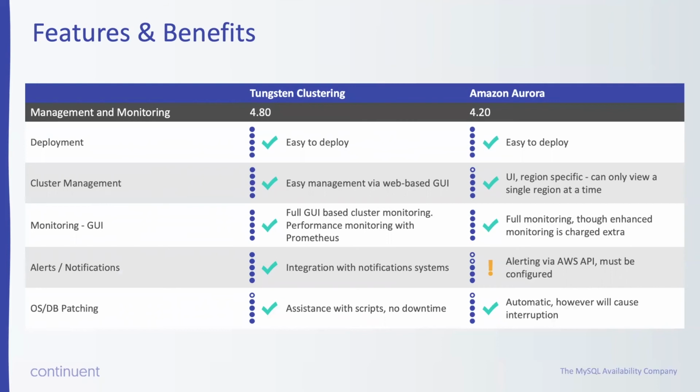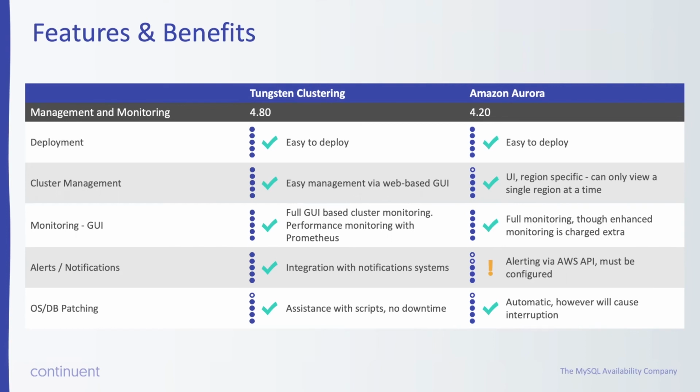Alerting and notifications, again, Tungsten Clustering integrates with almost any system out there. You can do simple stuff on the command line if you really wanted to create all kinds of alerts and notifications. Amazon Aurora is going to be done through the AWS API, and you have to configure it. So there's some limitations there, although the AWS API is fairly advanced. OS and DB patching, you can do it with scripts and with Tungsten Clustering, and most importantly, zero downtime.